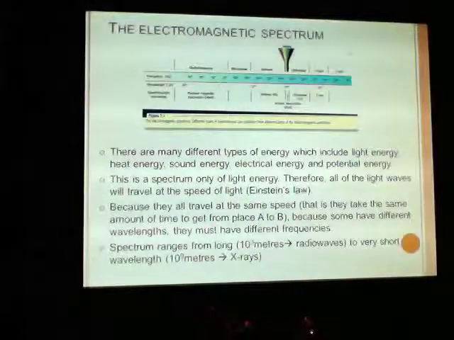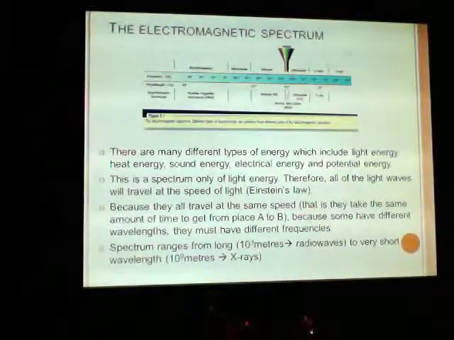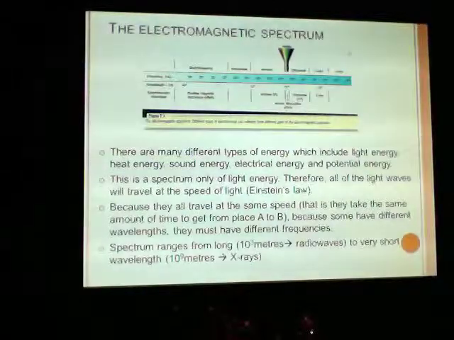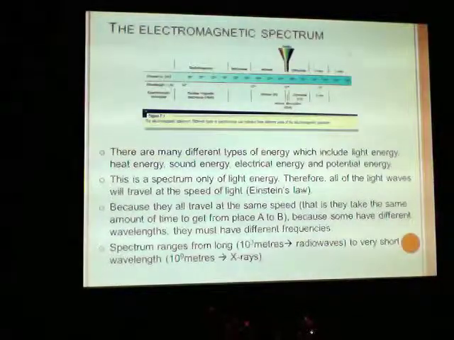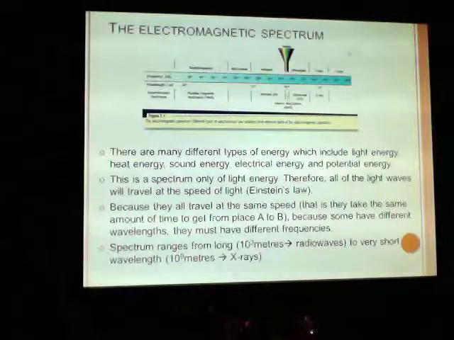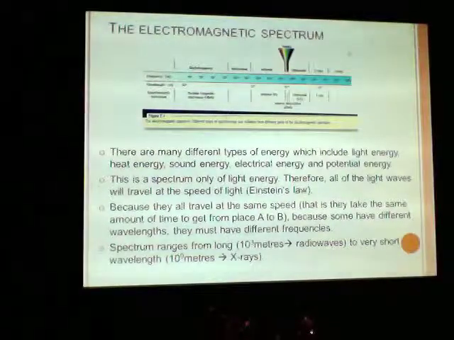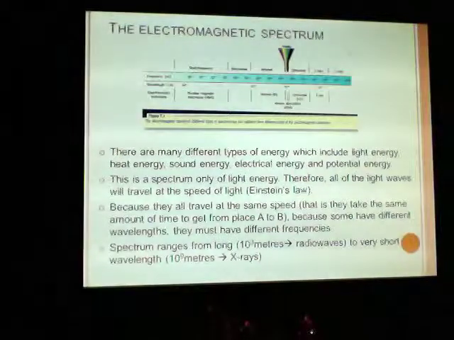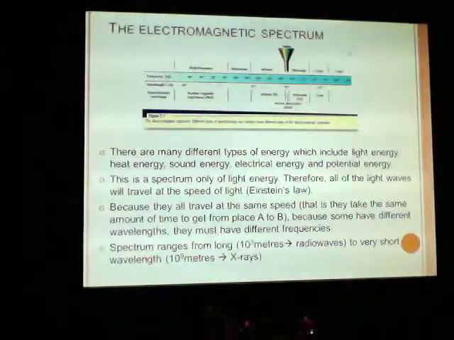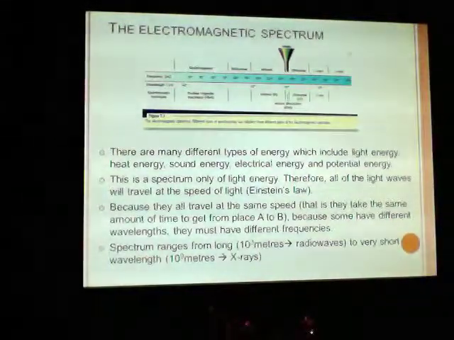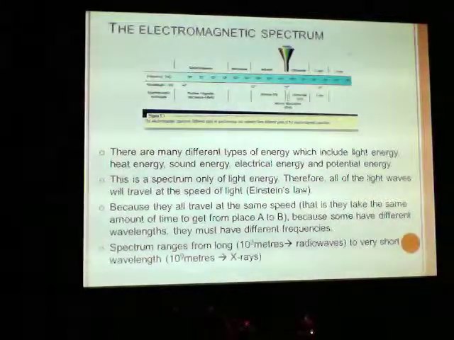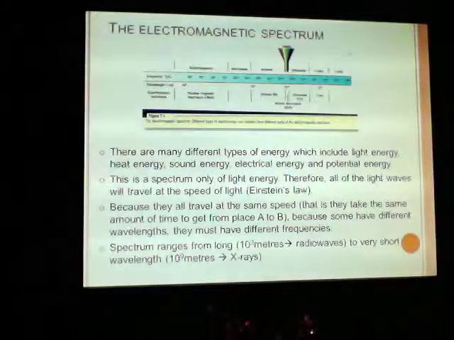Hi everyone, so let's start off from where we left off. We were talking about the electromagnetic spectrum, right? So it's shown here, and this is just a spectrum of radiation. As we said, there are many different types of radiation energy. So we have light energy, heat energy, sound energy, potential and kinetic energy, all of those different types of energy.